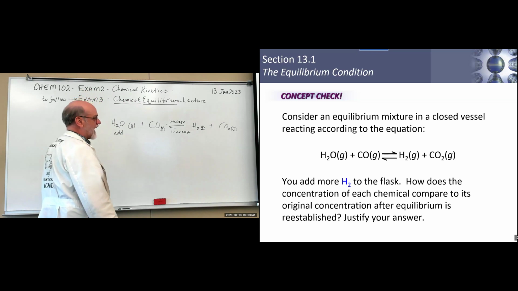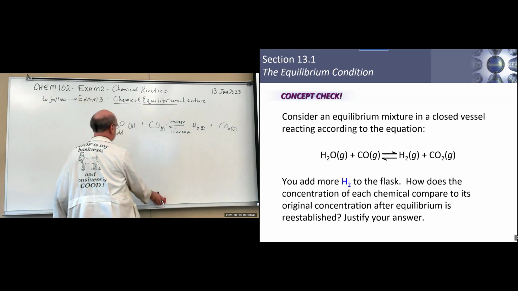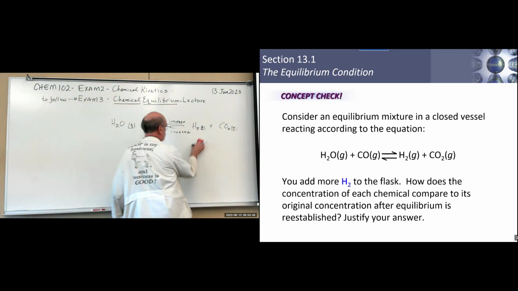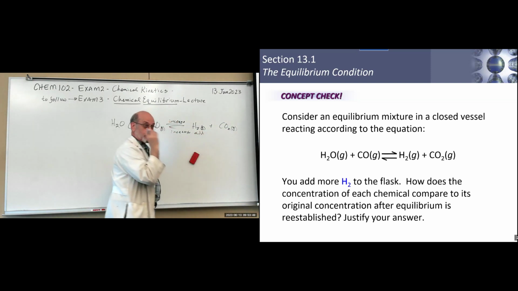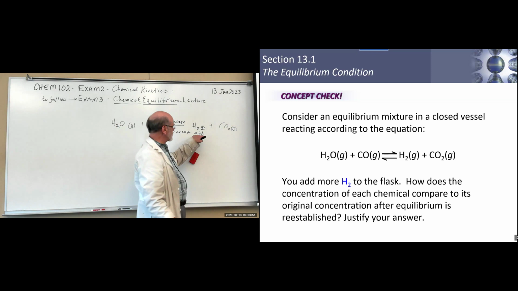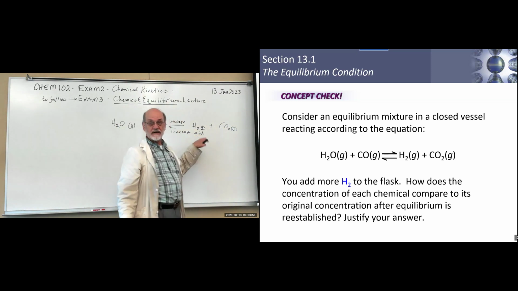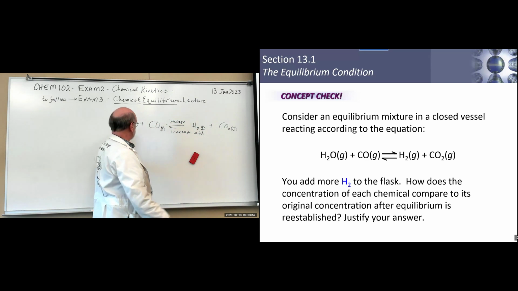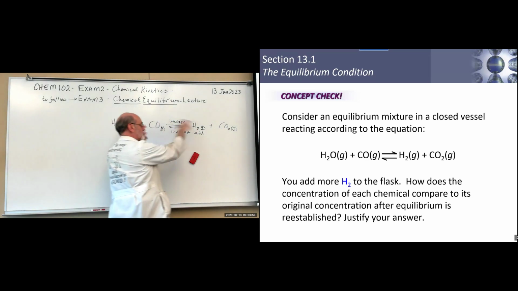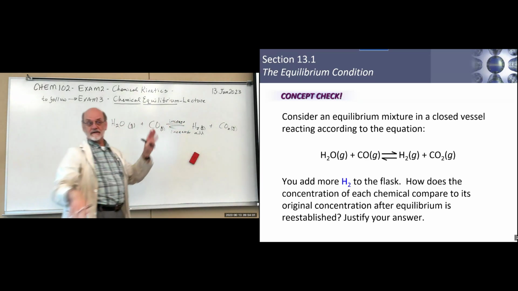Right? So what if we add more hydrogen instead of this one? We add hydrogen. Right? Same argument applies. We've got more collisions between the hydrogen and the carbon dioxide at equilibrium. So the reaction speeds up to the left until you get enough of these to speed up to the right, and they balance again.